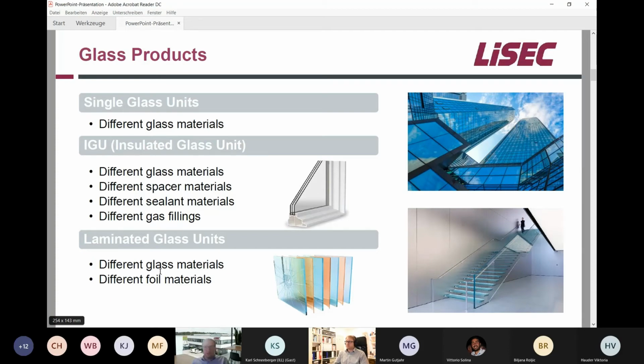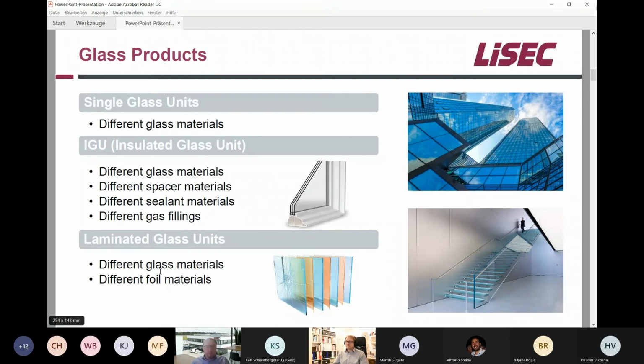The second category is the IGU, which is insulated glass unit, which is very well known, I think, from windows and doors, or if you look at the right-hand side, for building facades. These IGUs are built from different glass materials, different spacers, sealants and gas fillings, so there are a lot of combinations possible.